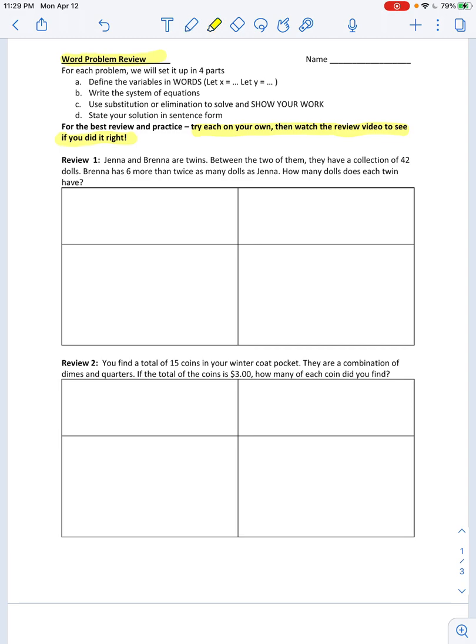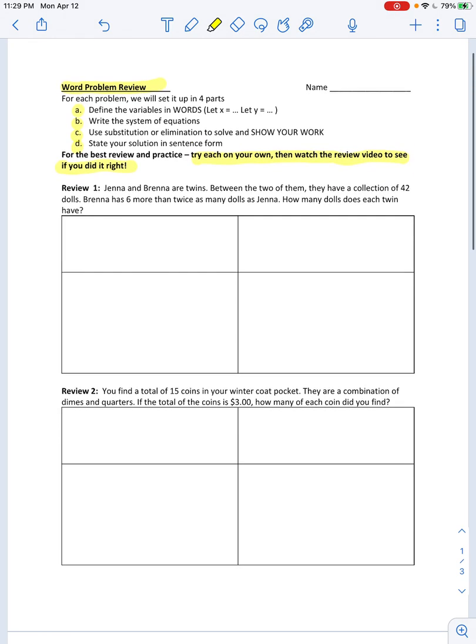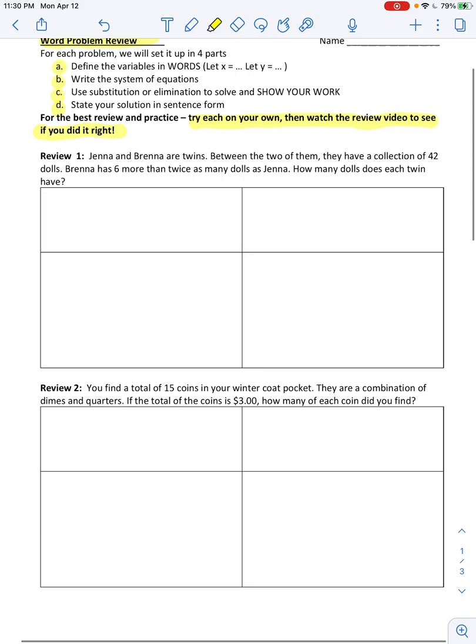We're going to go through our 4 steps: decide what the x and y are, write our equations, use substitution or elimination to solve, and then state our answer or solution in sentence form. Okay, and they're going to be really familiar. They're going to be the same kind of format as the ones we've been practicing all week.